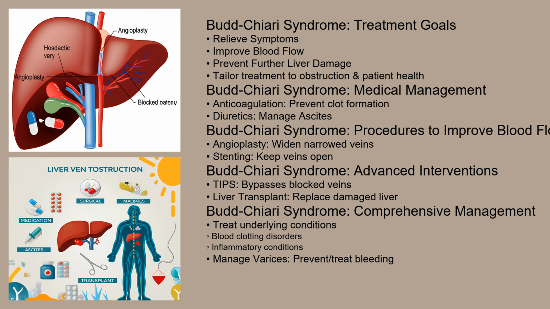The primary goals of treatment for Budd-Chiari syndrome are to relieve symptoms, improve blood flow, and prevent further liver damage. Treatment strategies vary depending on the severity and location of the obstruction, as well as the patient's overall health.